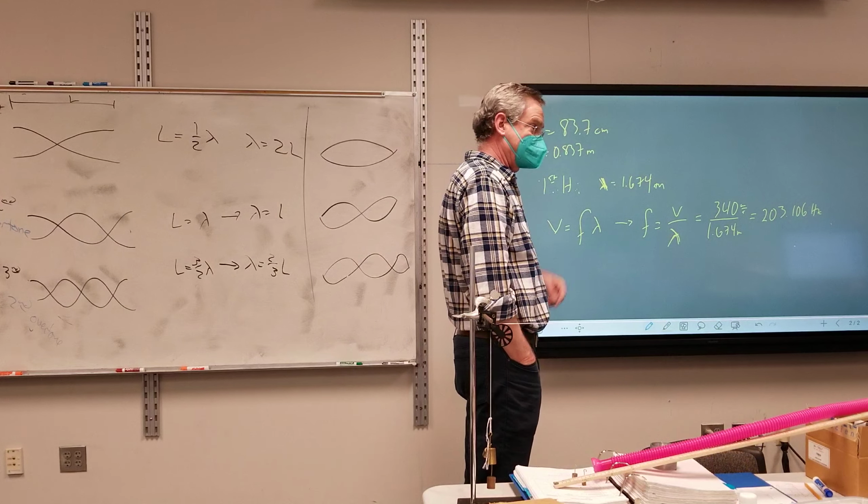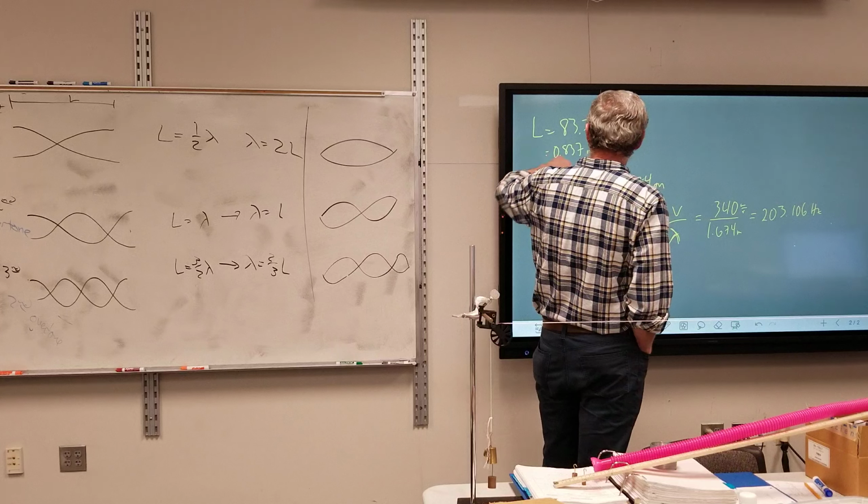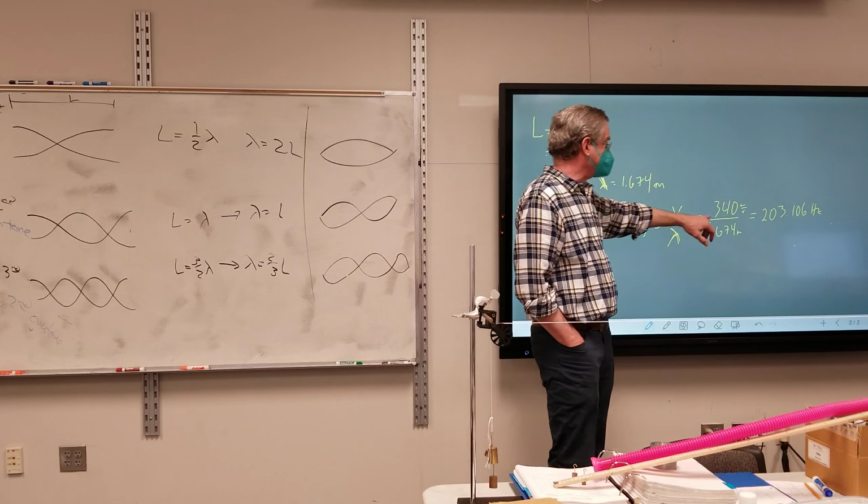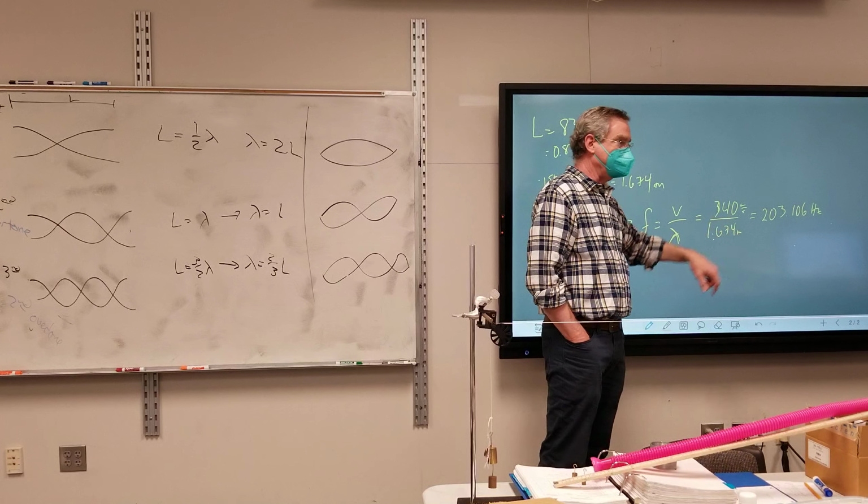So what we're going to be doing is, with each harmonic, we'll be changing the wavelength. And so we'll still do 340 divided by whatever the new wavelength is.